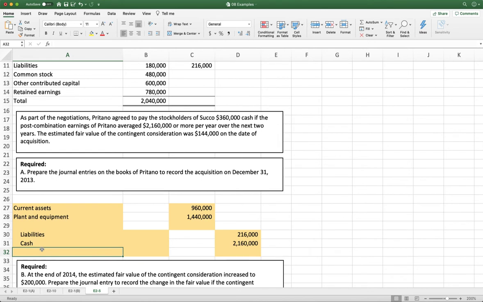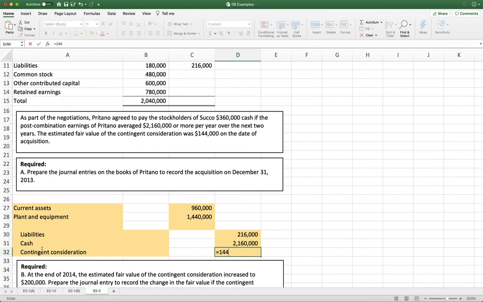So to create a liability, we're going to credit contingent consideration, and we're going to record that amount at fair value. So even though the payout amount is $360,000, right now the fair value of that is only $144,000. So we're going to record it at $144,000.